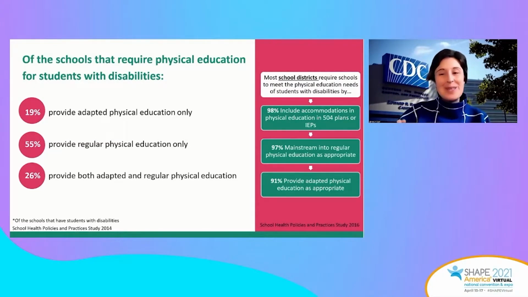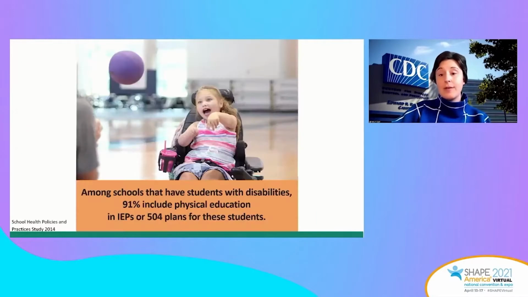I do have some good news at the school district level. Most school districts require schools meet the physical education needs of students with disabilities through accommodations in 504 plans or individual education plans, and providing adapted physical education along with regular physical education class. There's still a lot to improve upon, given that 55% of schools that require physical education for students with disabilities do not provide adapted PE, but we are moving in the right direction at the district level.